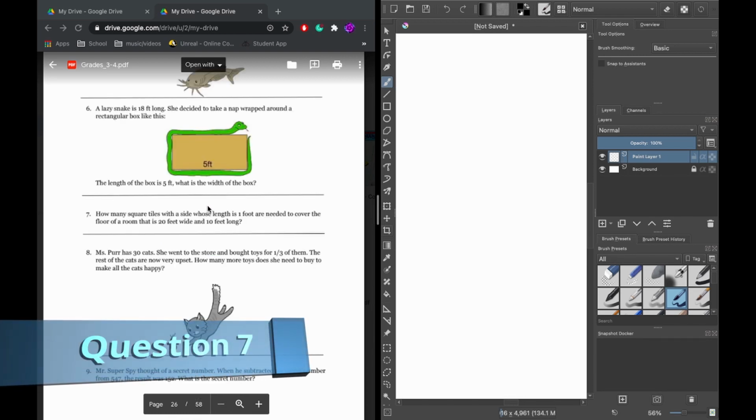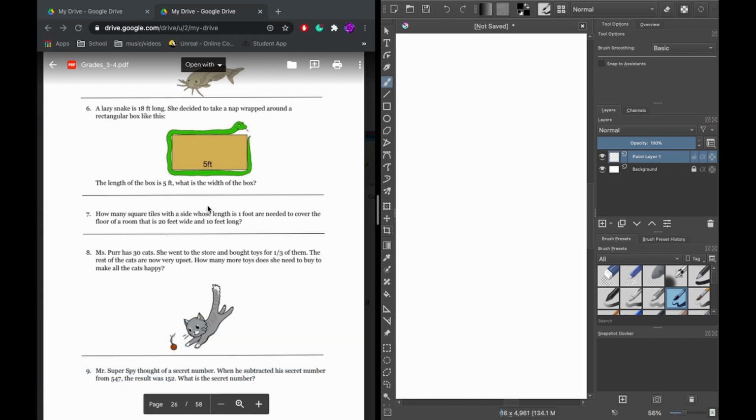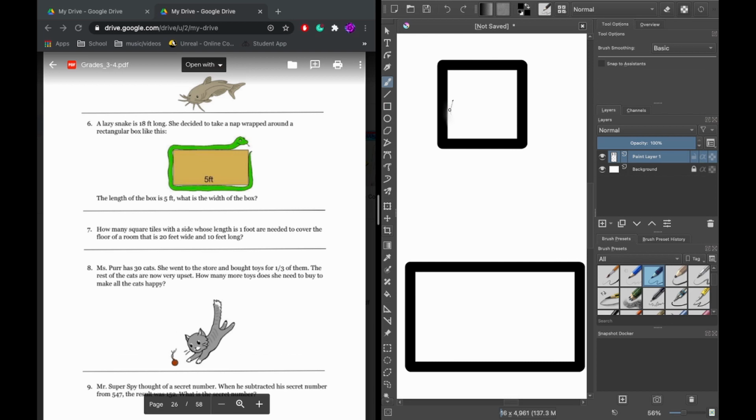Moving on to question number 7. How many square tiles with a side whose length is 1 foot are needed to cover the floor of a room that is 20 feet wide and 10 feet long? So I'm going to draw these. So this would be the square. So we know that the length of this side of the square is 1. And since this is a square, that means that all sides are 1. And the total perimeter of the square is 1 squared, which is 1.